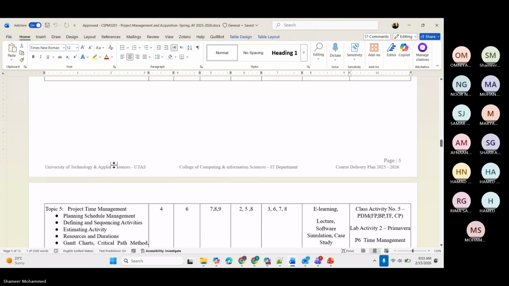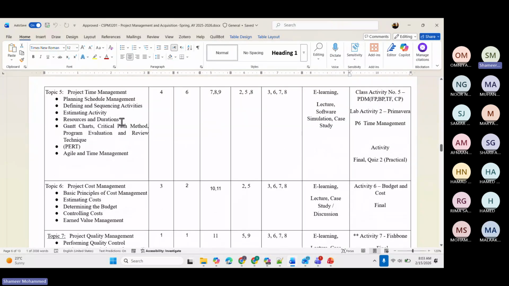Next, lecture 5 is very important. That is time management. So when you start doing a project, how you can manage the time. That is the technique you will learn in this one. There are so many lab activities as well as problem solving questions you will get here, which we will practice in lecture 5.